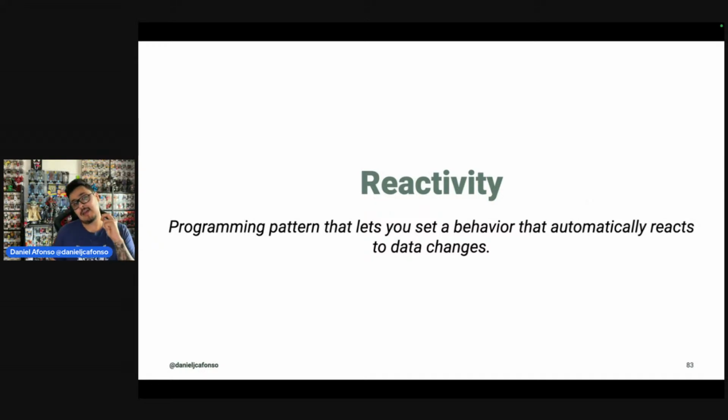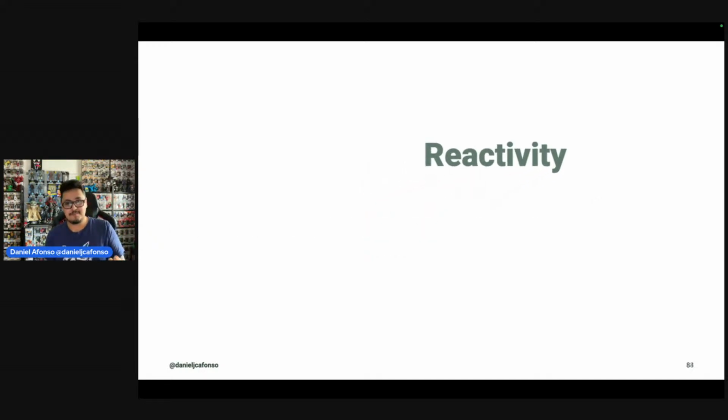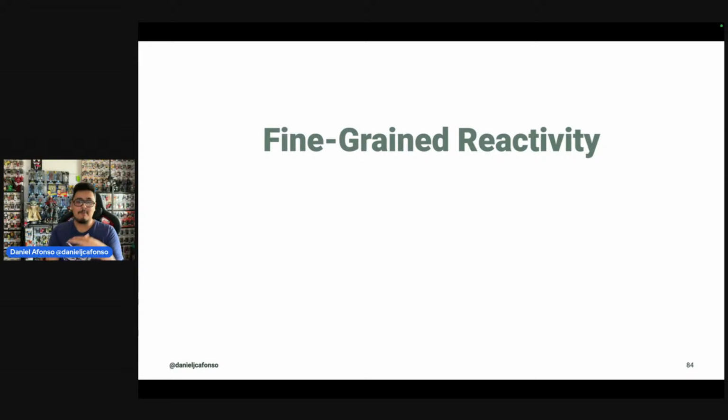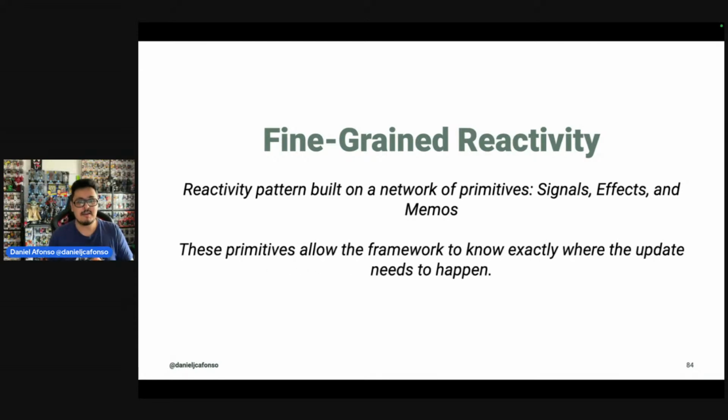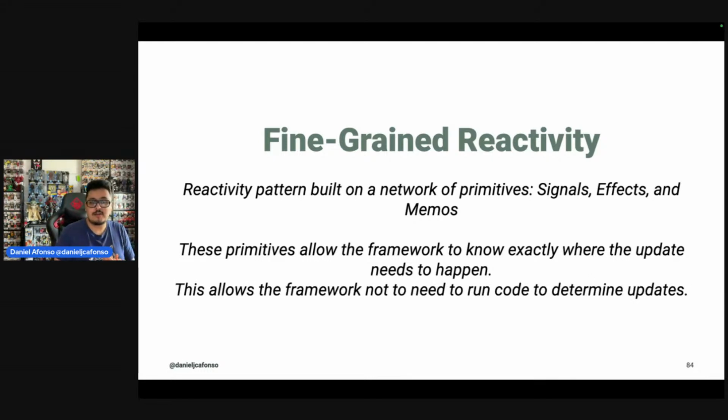When you start talking about fine grain reactivity, basically you're picking up a reactivity pattern that's built on top of this network of primitives: signals, effects, and memos, or derived signals. But in this case, we're going with memos. Now, these primitives allow the framework to know exactly where the update needs to happen. And this lets the framework not need to run any code to determine updates.